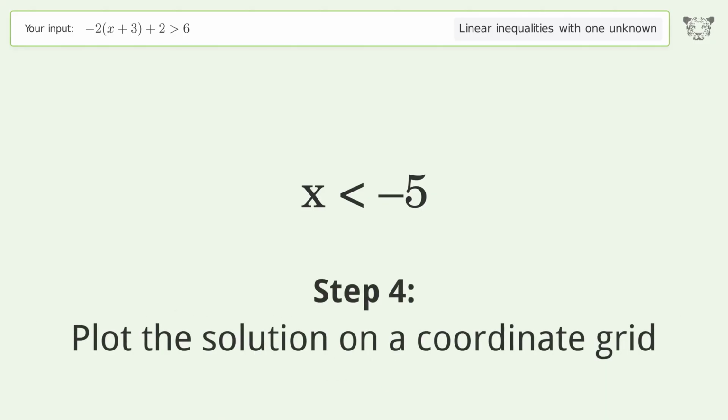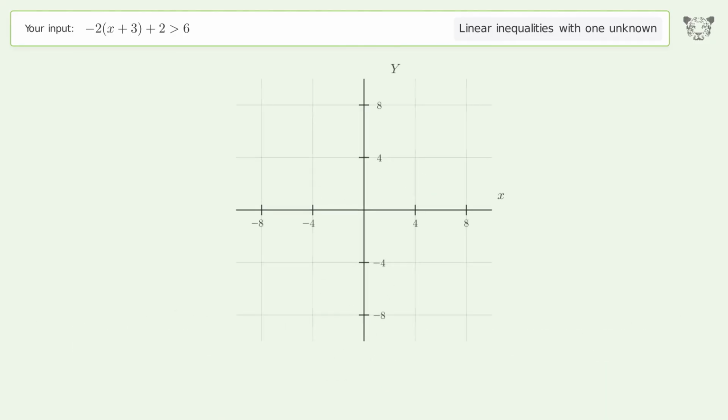Plot the solution on a coordinate grid. And so the final result is x smaller than -5.